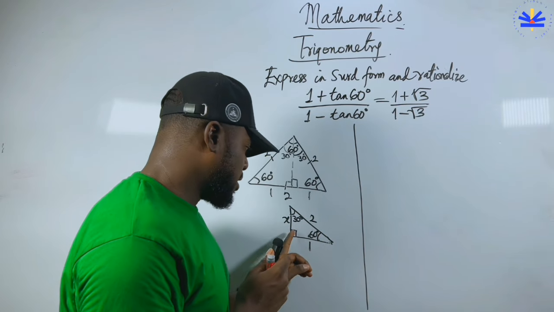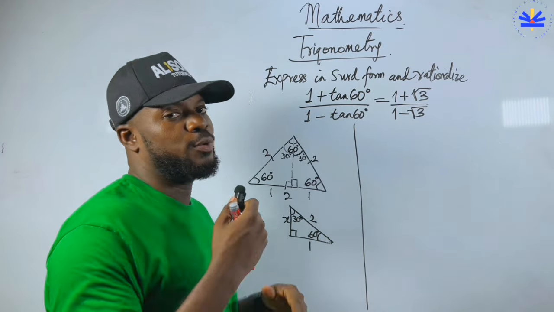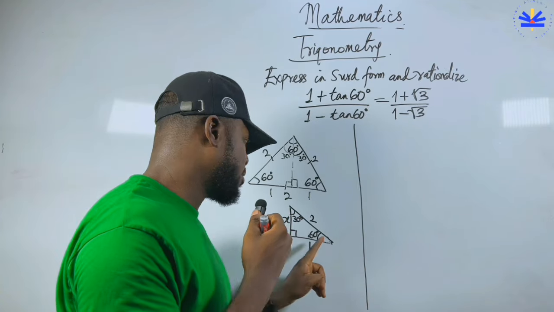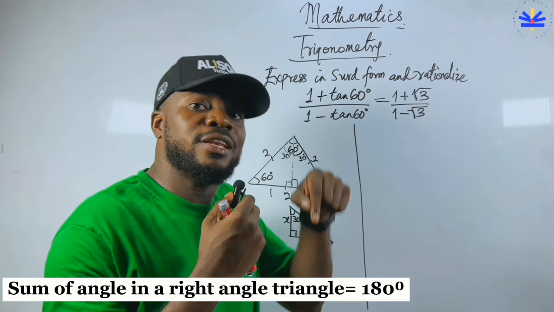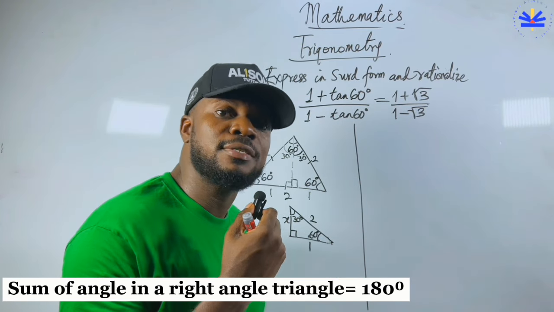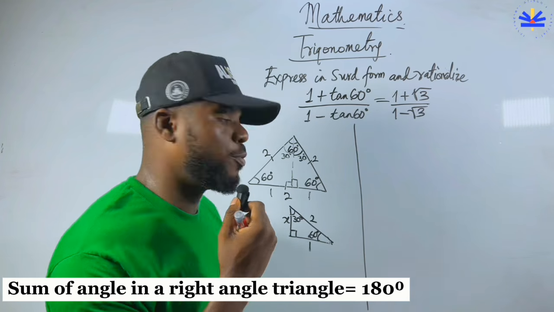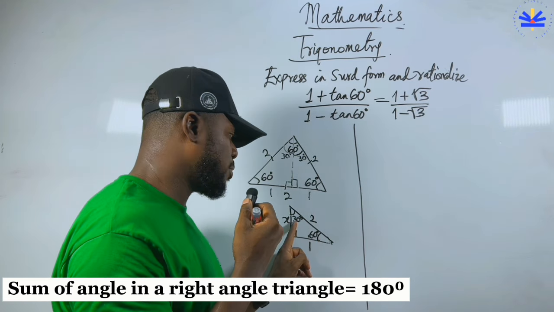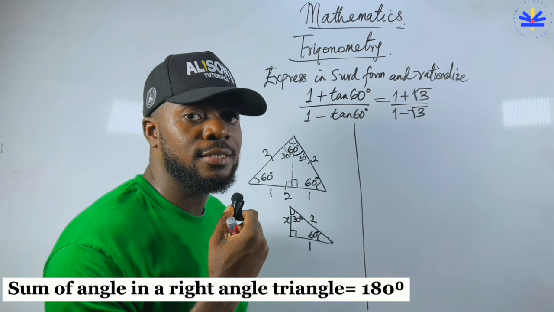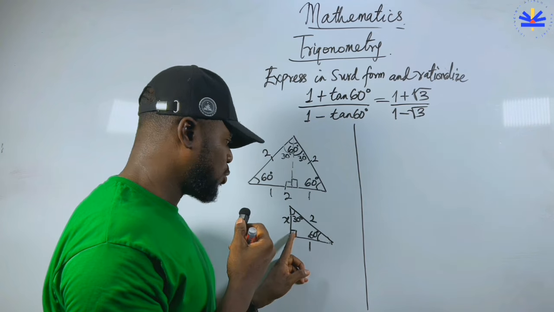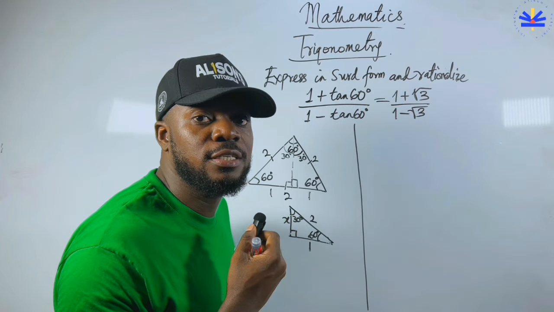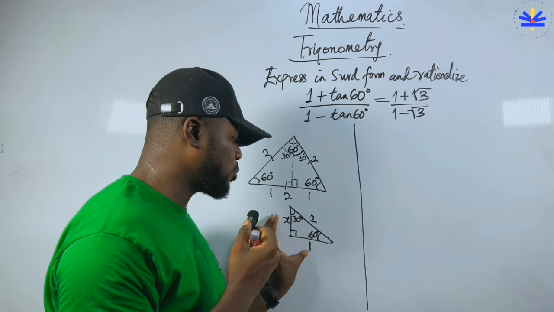So let's check whether the inside here will still give you 180. This one is a right angle triangle. The sum of angles in a right angle triangle is still 180 degrees. How? 60 plus 30 is 90. Then 90 plus this one 90 is 180. So this one too is still correct.